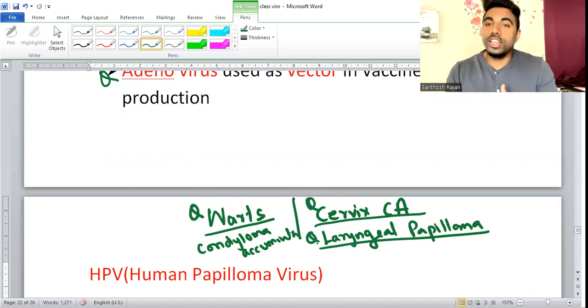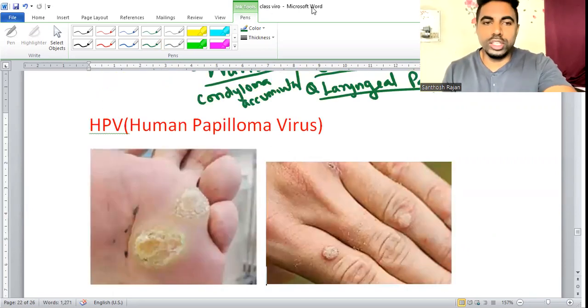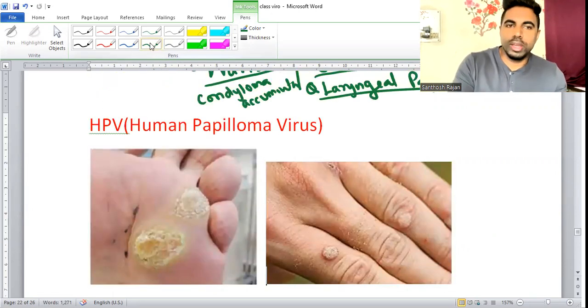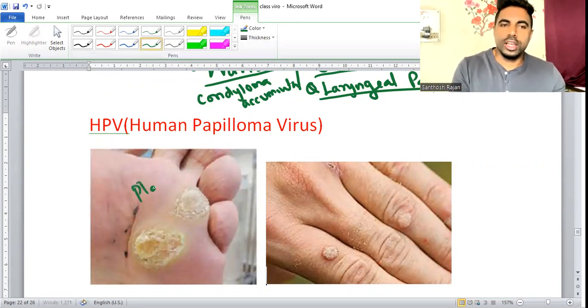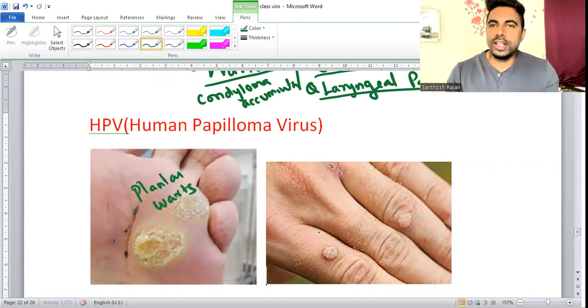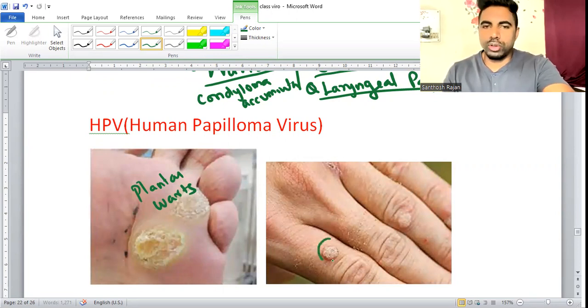Now, we have a lot of variants. That's important. So let's talk about the different types of variants we have. So see, this is a wart. This is a plantar wart. It's caused by HPV. It's on your foot. And this is on your finger. This is also called verruca. A lot of names are there. Again, this is also one of the warts, caused by HPV. This one, what you're seeing on the fingers.